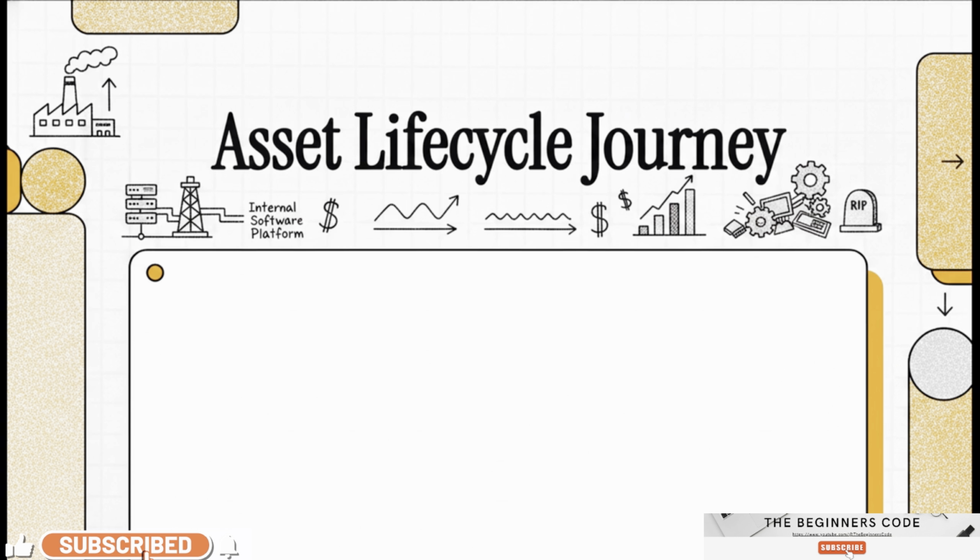I mean, imagine pouring millions of dollars into a massive new manufacturing plant, or an offshore oil rig, or even a giant internal software platform. How do those tangible, physical, real-world events translate into the rigid rows and columns of a balance sheet? Well, that's exactly what we're going to uncover today.